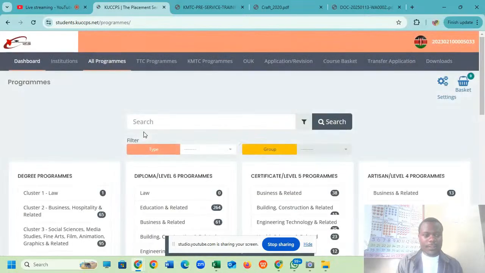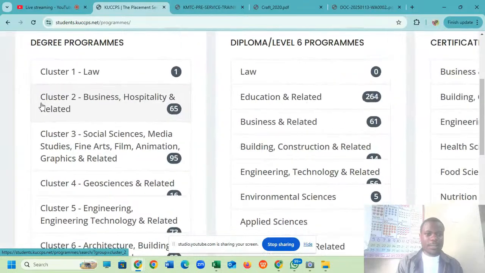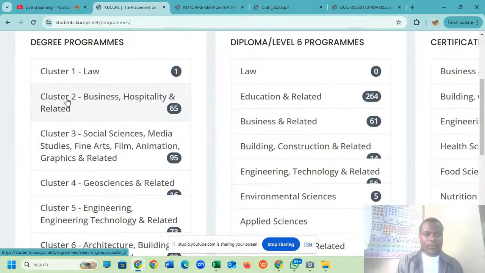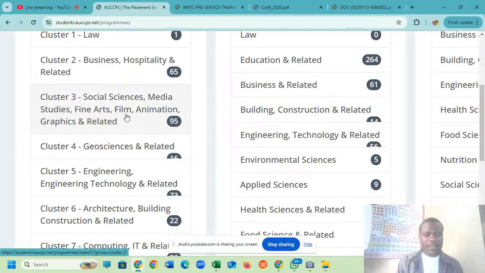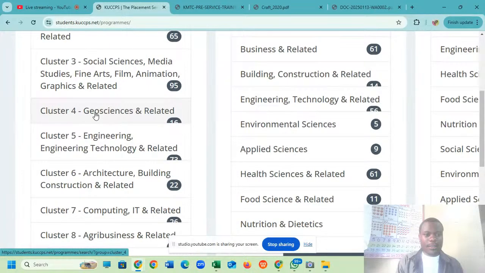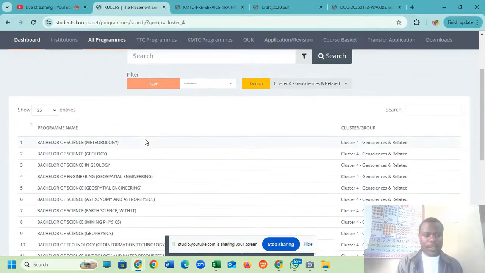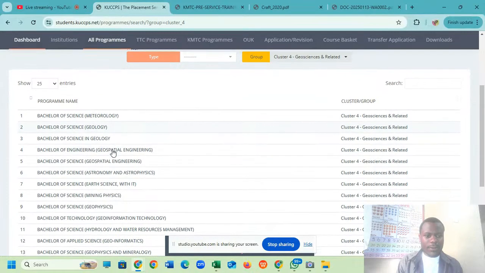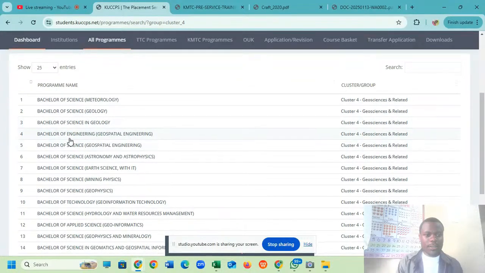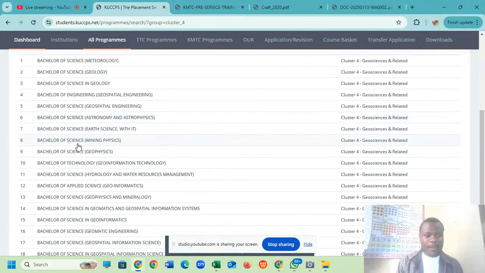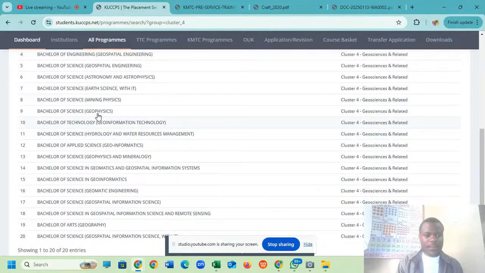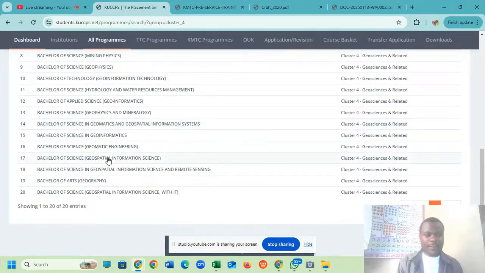Let me see, yeah, clusters. So we have cluster law, we have business related courses, social sciences, media, geosciences and related. So geosciences, we have Bachelor of Meteorology, Geology, Geospatial Engineering, Mining, Physics, Bachelor of Science, Geophysics. So we have several courses here.